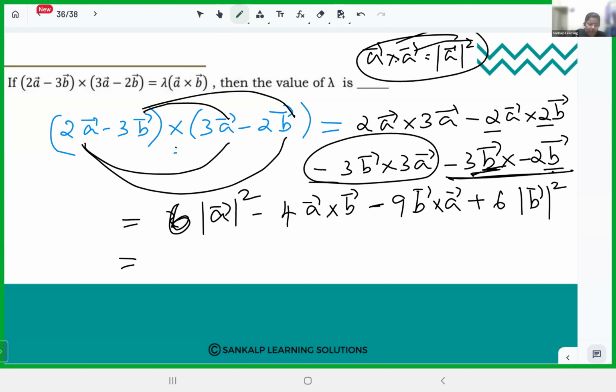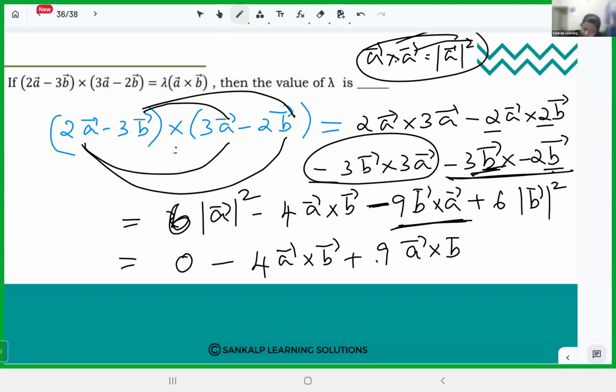So this is equal to. So what is the value here? It is magnitude of a into magnitude of a square. So what is the value here? It will be 0, right? Then minus 4 into vector a cross vector b. Then minus b cross a, which can be written as a cross b, right? Minus b cross a is plus a cross b, right? So this will become 9 into a cross b plus 0 plus 0.